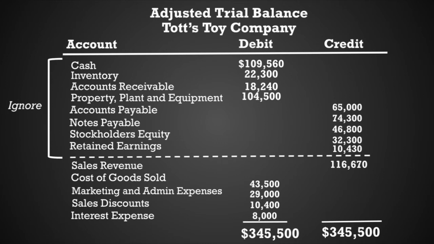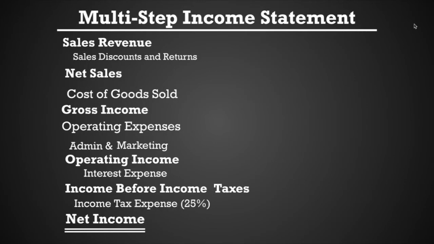And now let's jump into our multi-step income statement. We're going to make a full income statement from scratch. Now, let's jump into a multi-step income statement for Tots Toy Company. And the year is going to be ending December 31st. So our sales revenue, we're just going to bring this over from our trial balance of $116,670. Then we had some sales returns here. We're going to deduct that, $10,400, to reach our net sales of $106,270.